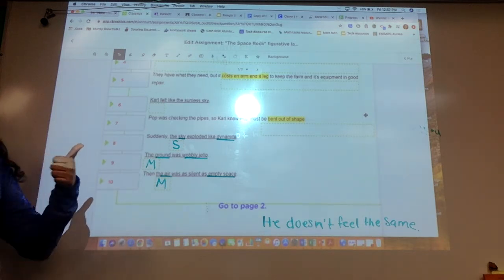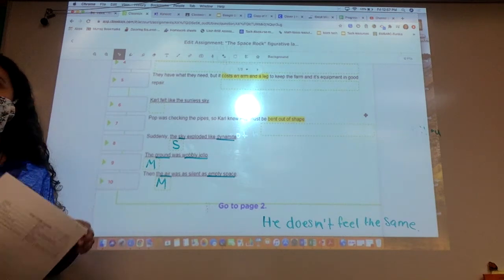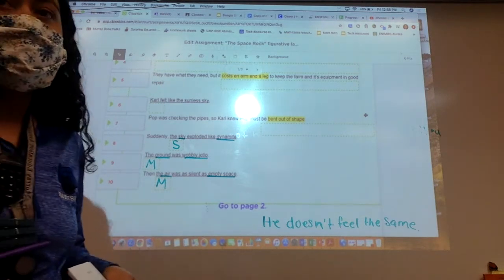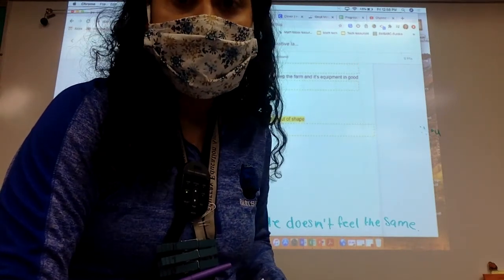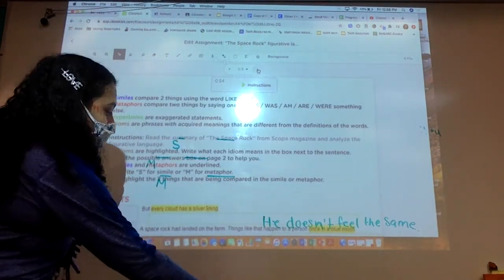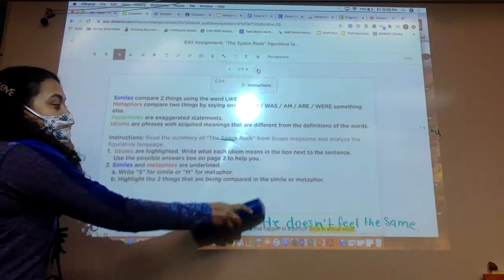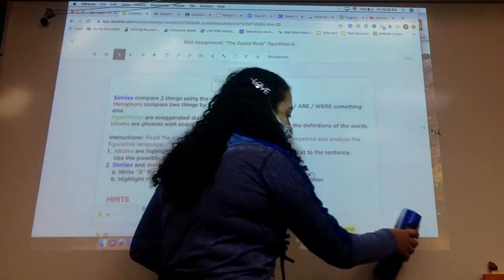Okay, give me a thumbs up when you've got it so I can erase and we can go to page 2. I'm on page 3. You got it, Muna? Okay. All right, next page. If you finish early, get started on Lexia.